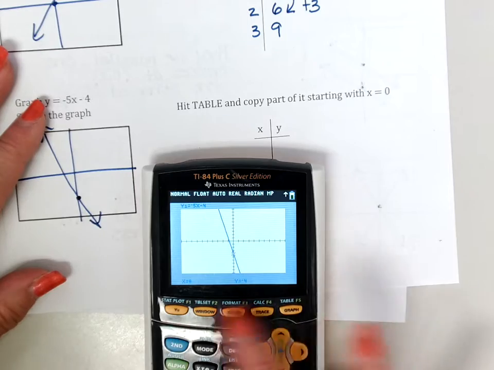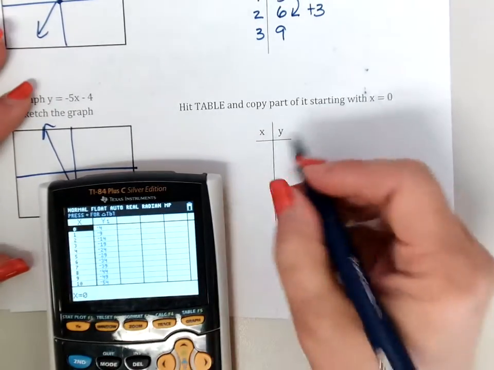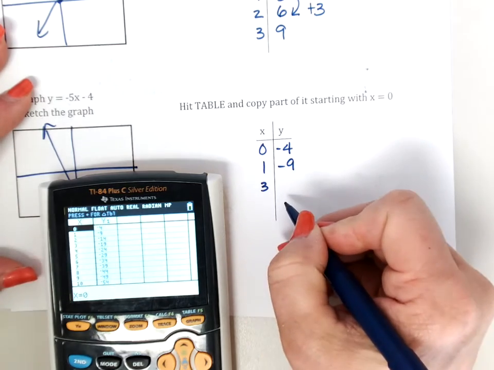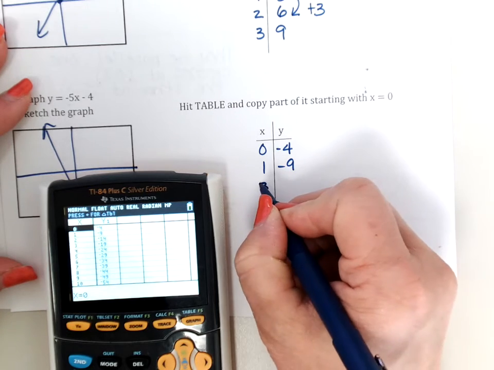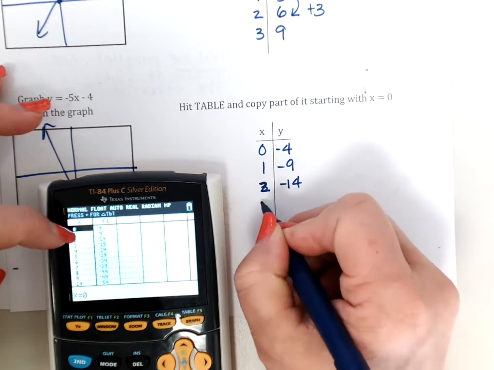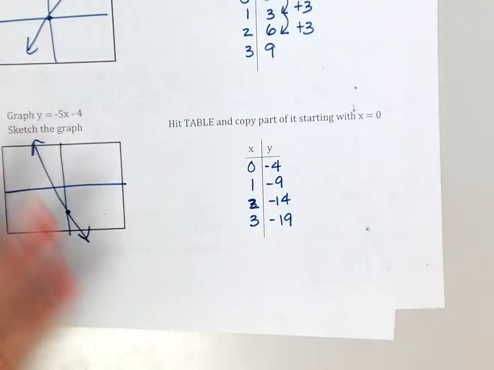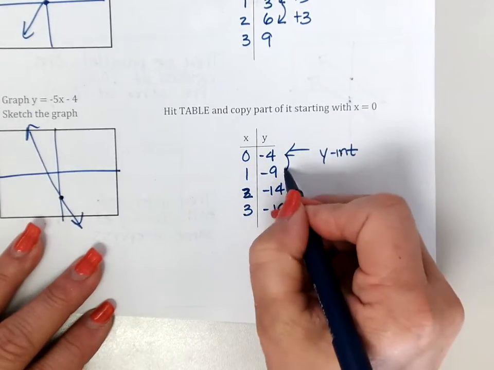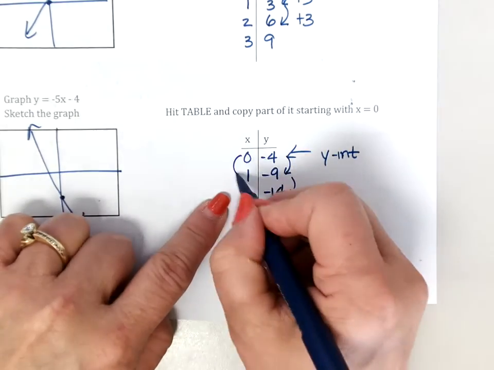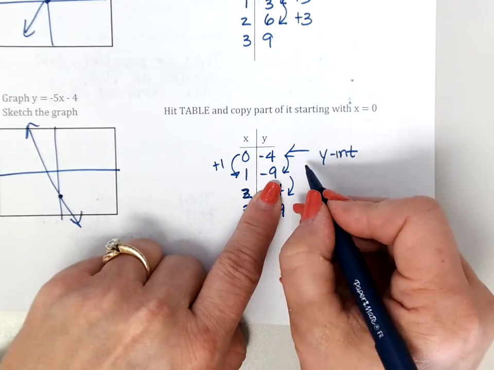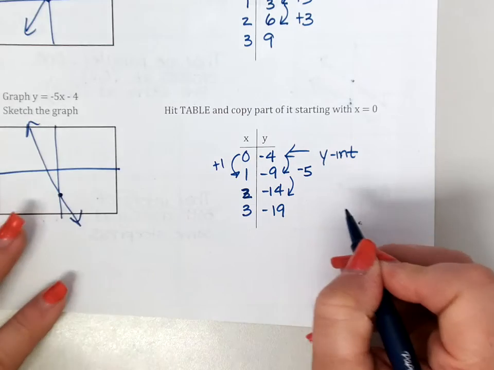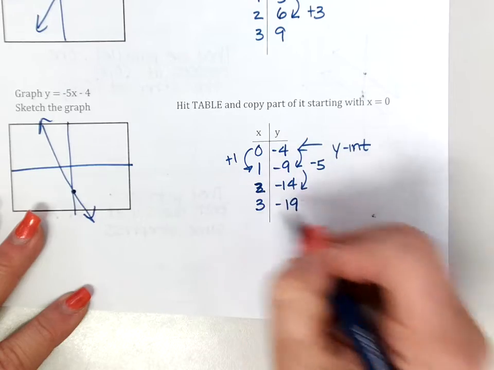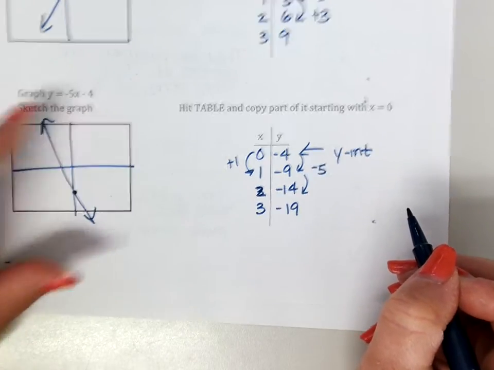Let's hit second graph for the table. We'll start with 0, negative 4, 1, negative 9, 2, negative 14, then 3, negative 19. All right, again, y-intercept is where x is 0. And if you look at this here, as these are increasing by 1, right? These are going up by 1. These are going down by 5. So the change in the y's over the change in the x's, rise over run, negative 5. Did I get negative 5 here? Yes. Okay.